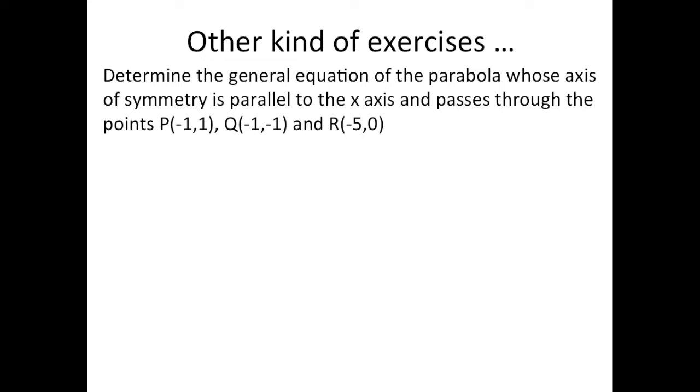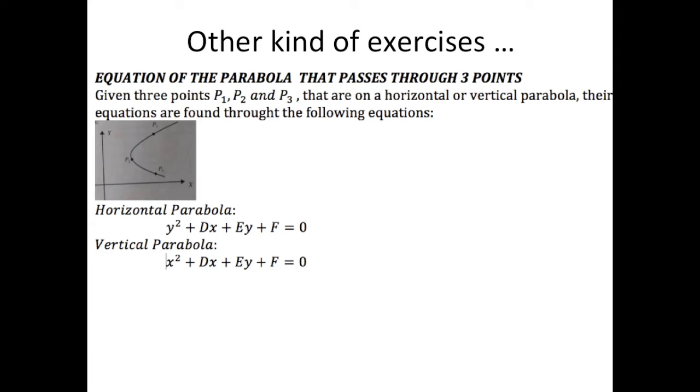Before I explain the problem, guys, we need to take into consideration the following situation. Whenever I'm going to find the equation of the parabola that passes through 3 points, I have two options. It's either a parabola that is horizontal or a parabola that is vertical, okay? Every time my parabola is horizontal, this is the equation that I'm going to be working with. And whenever my parabola is vertical, then this is the equation that I'm going to be working with, all right?